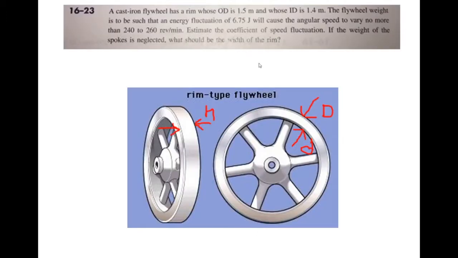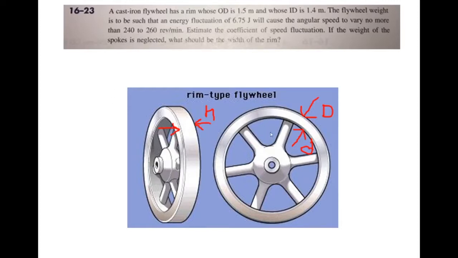So the problem statement says that a cast iron flywheel has a rim whose OD is 1.5 meters and whose ID is 1.4 meters. The flywheel weight is to be such that an energy fluctuation of 6.5 J will cause the angular speed to vary no more than 240 to 260 revs per minute. Estimate the coefficient of speed fluctuation, and if the weight of the spokes is neglected, what should the width of the rim be?